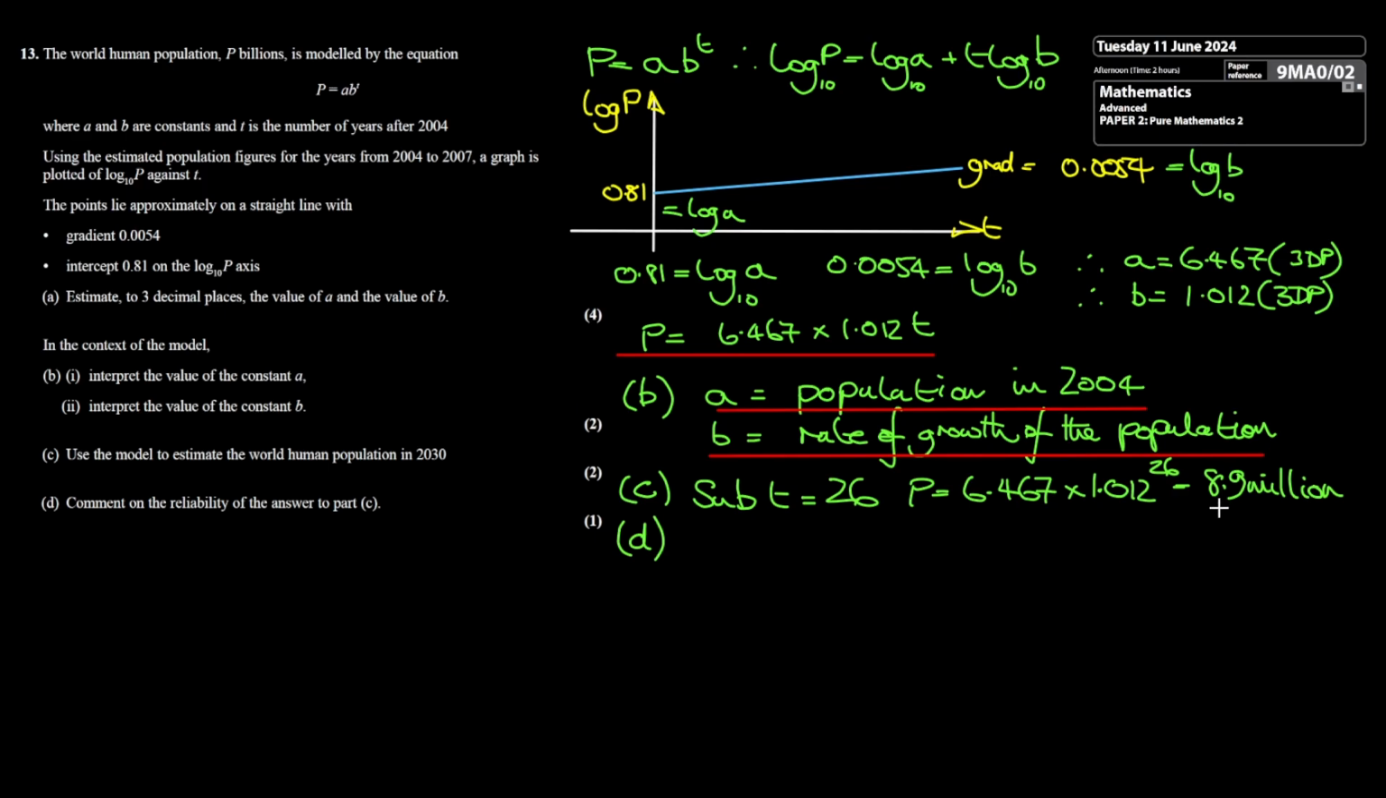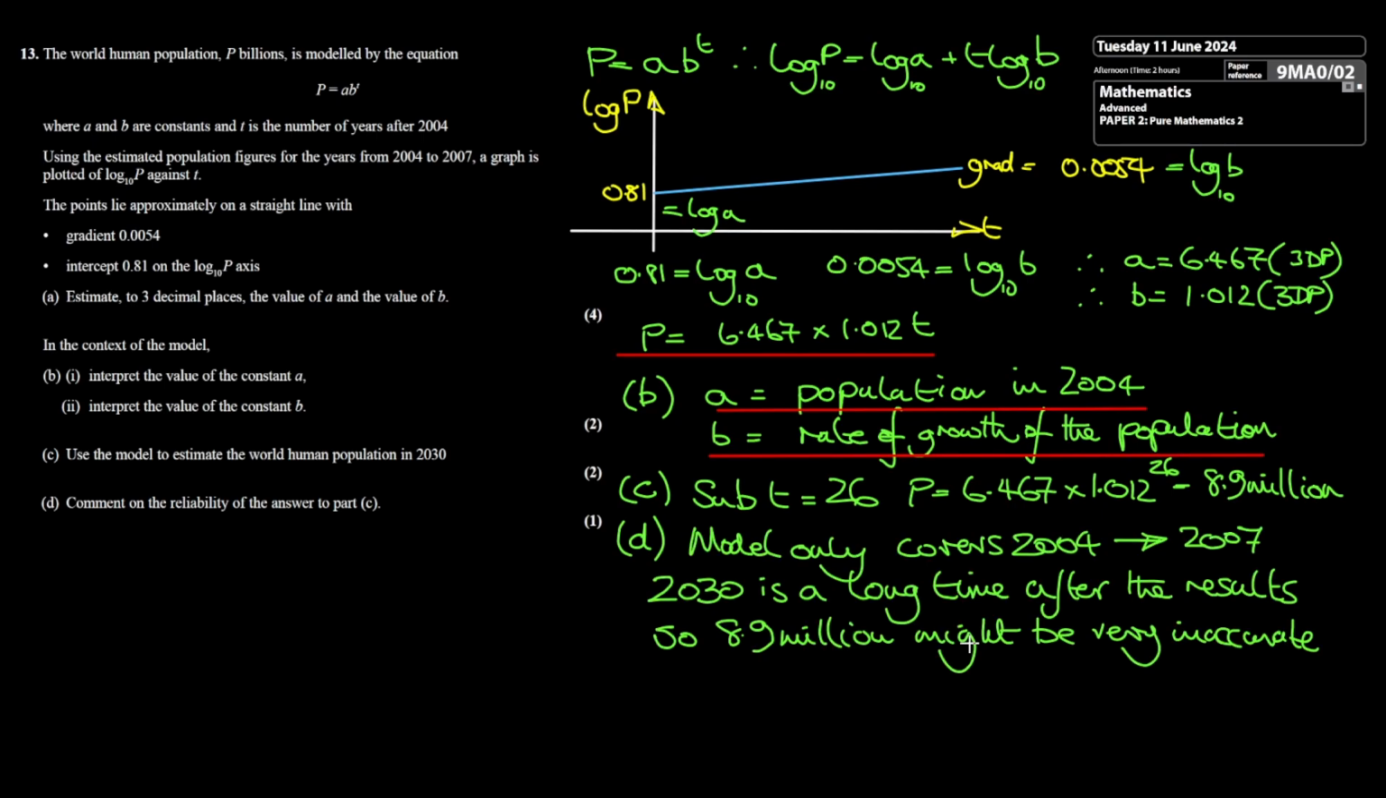So in a way, this figure really should be taken with the most enormous pinch of salt, because many things could have happened. And as I've said, the model only covers the period from 2004 to 2007, and 2030 is a long time after the results. So 8.9 million, the result that we've obtained through the model, might be very inaccurate. But something like those words will get you the 1 mark available for part D. And that ends the question.